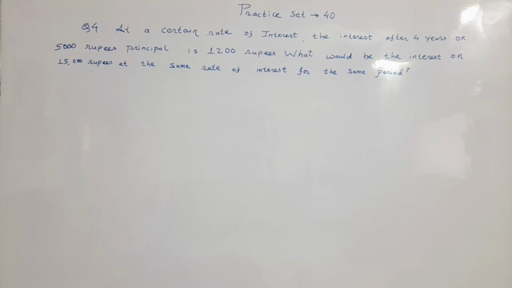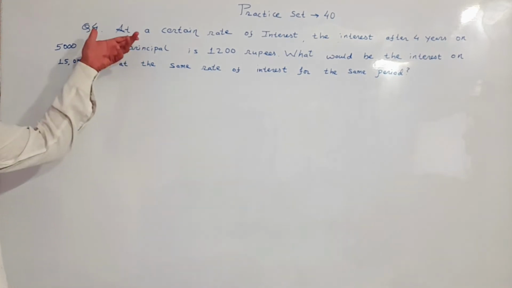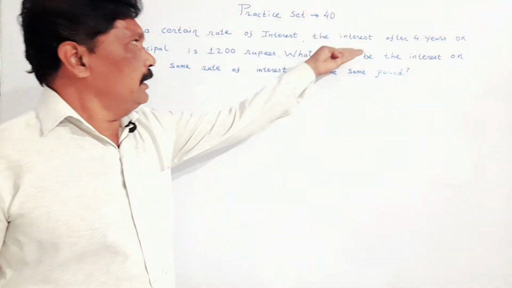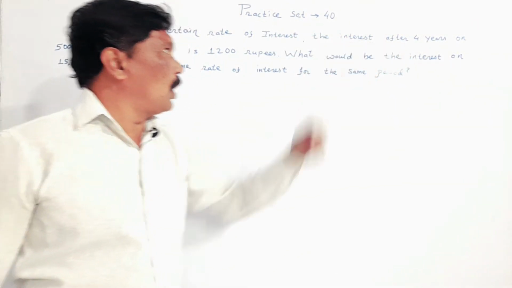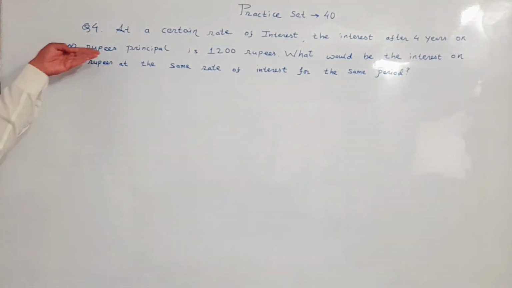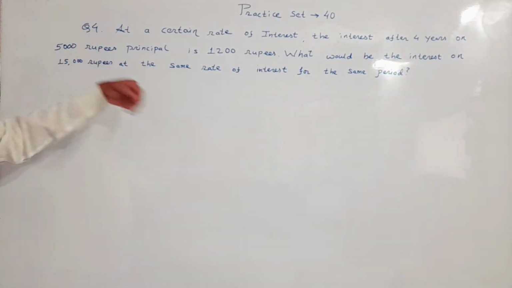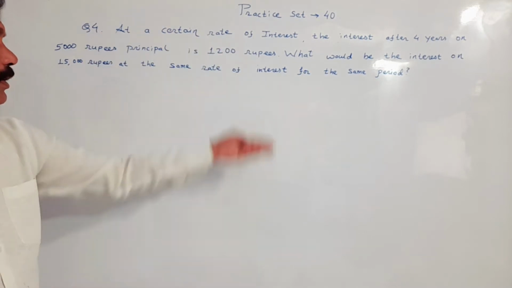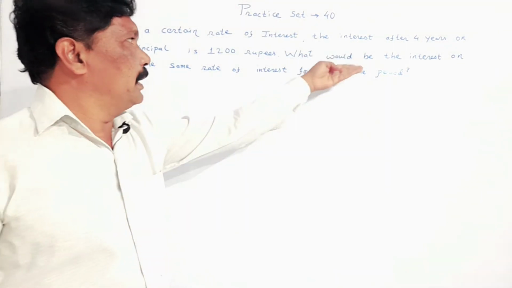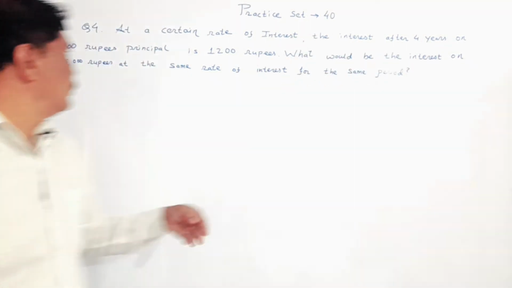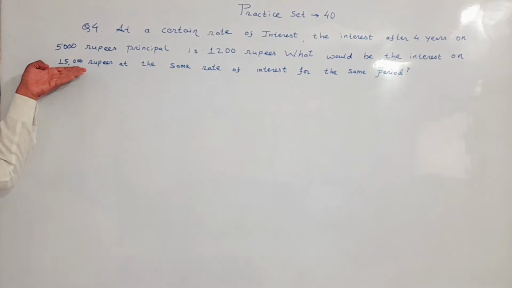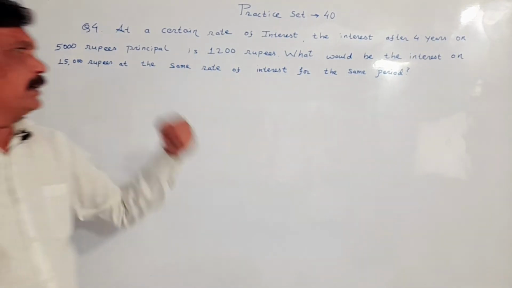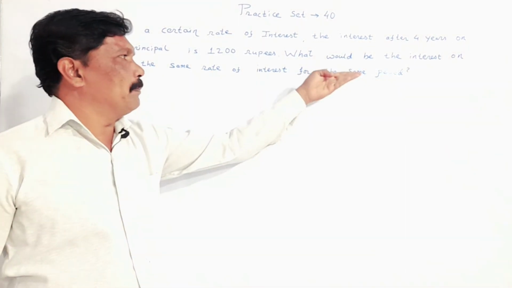Let's study the next problem. At a certain rate of interest, the interest after 4 years on 5,000 rupees principal is 1,200 rupees. What would be the interest on 15,000 rupees at the same rate of interest for the same period?